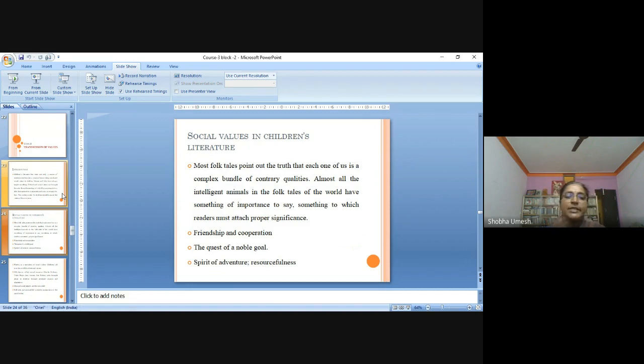So most folk tales point out the truth that each one of us is a complex bundle of contrary qualities. Almost all the intelligent animals in the folk tales of the world have something of importance to say, something to which readers must attach proper significance. As it is told, the story of the Hare and the Tortoise is a well-known story all over the world, where the morality or the message it conveys is that slow and steady wins the race.